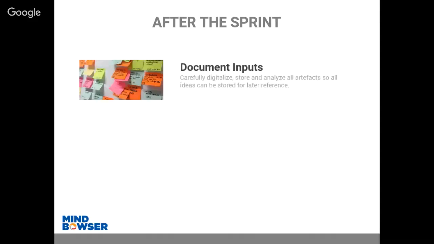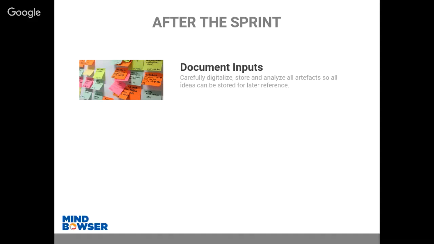So now that we've seen what to do before the sprint and during the sprint, let's see what are the important steps that you cannot miss out on after the sprint. First and foremost, everything that happens in the sprint room, while it is fresh in your mind, it's important to document those inputs from everyone. This is the responsibility of the facilitator, or you would say the UX practitioner, since this person really knows everything that came out, and this person can carry all the physical artifacts out of the room, go back to the desk and carefully digitize them, store them and analyze all the artifacts.